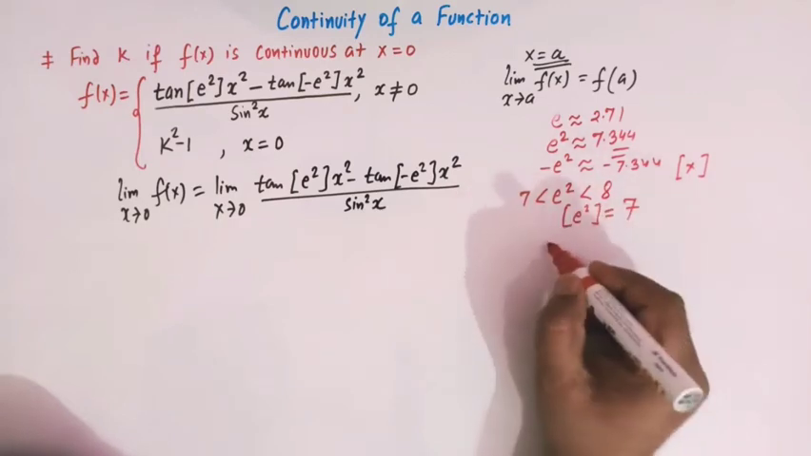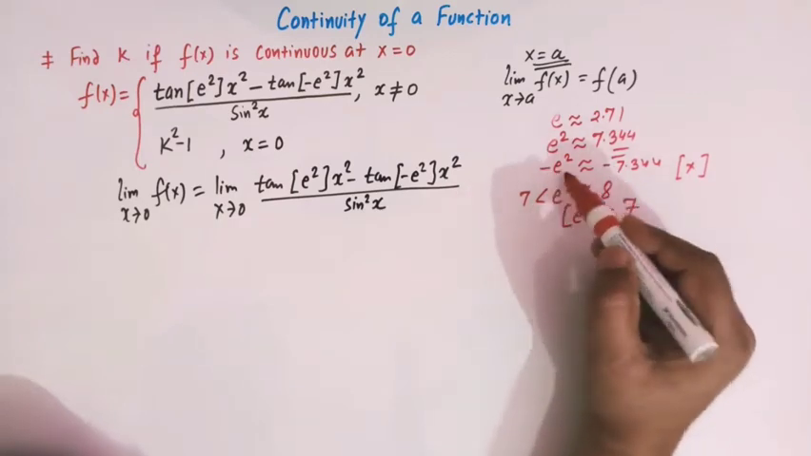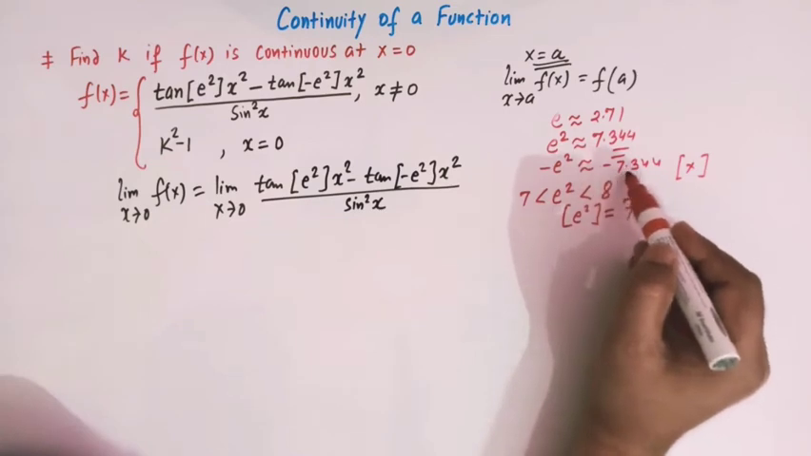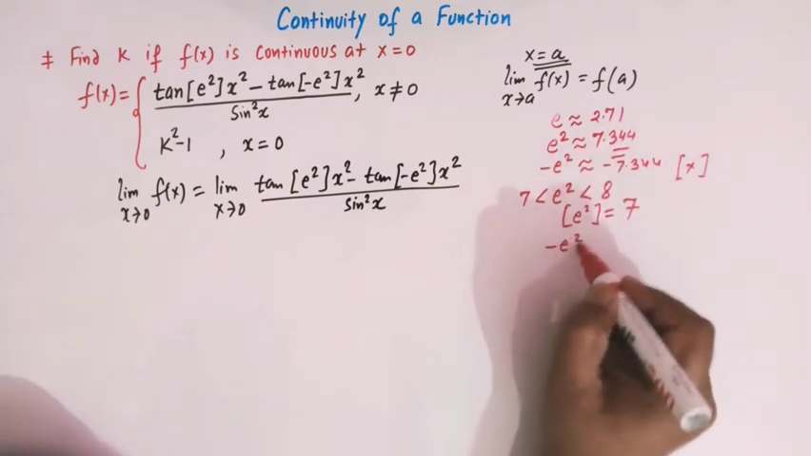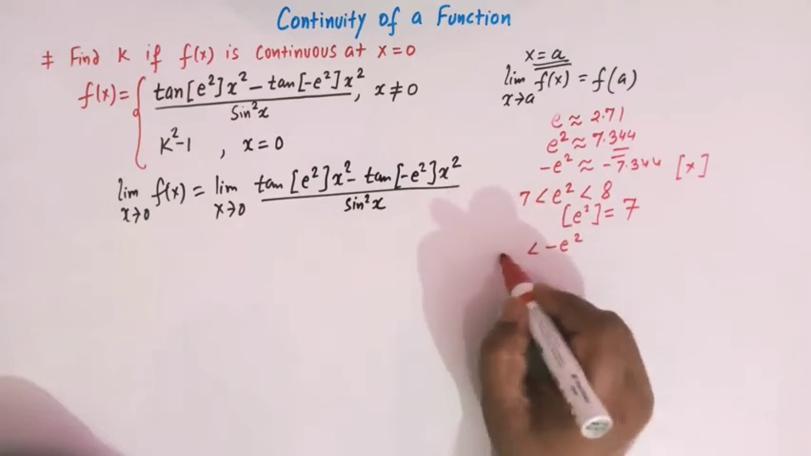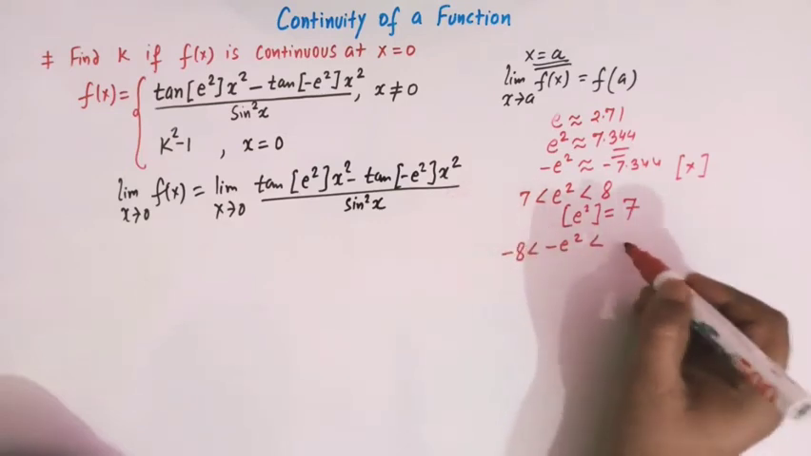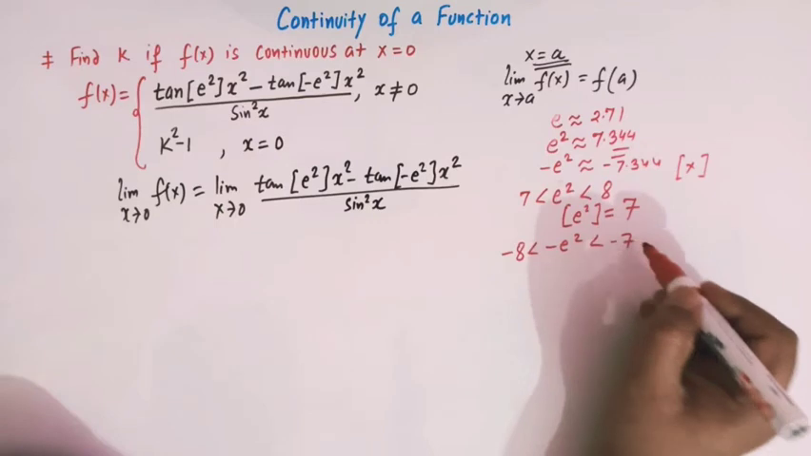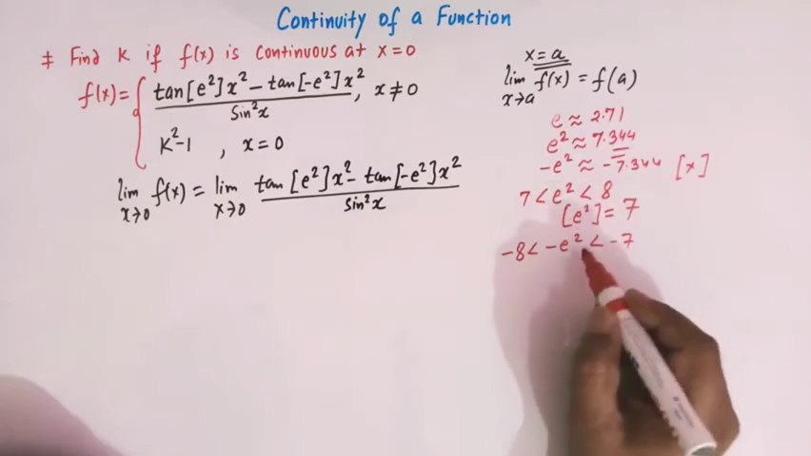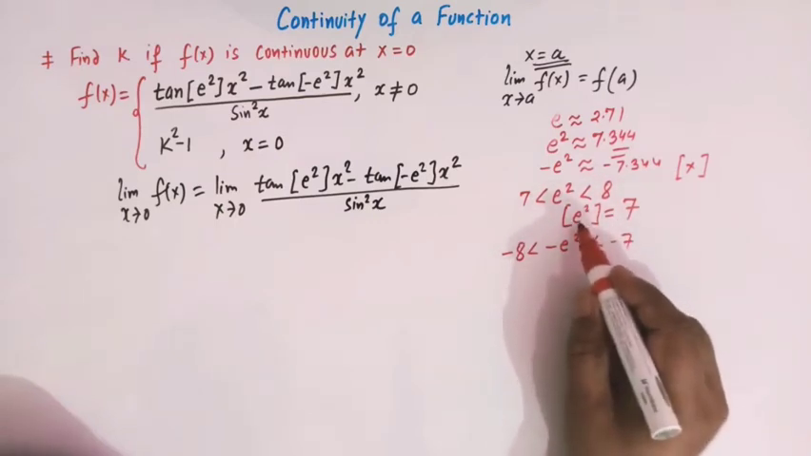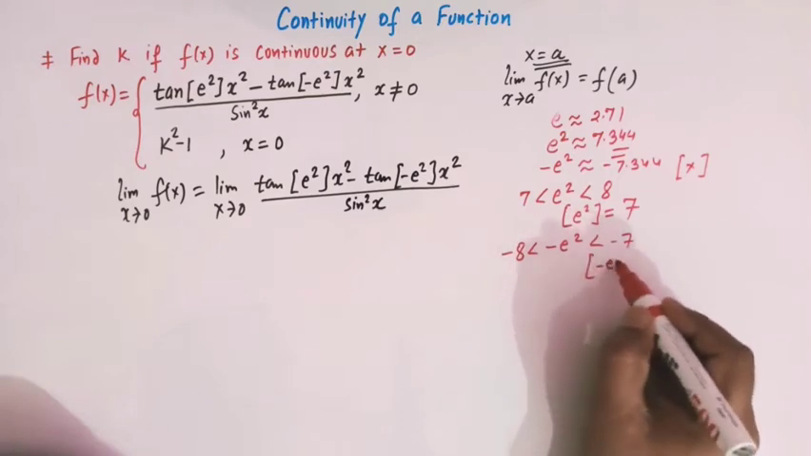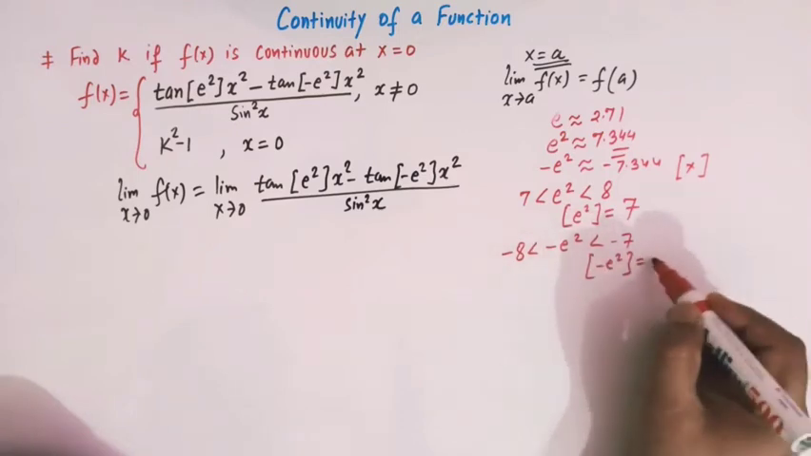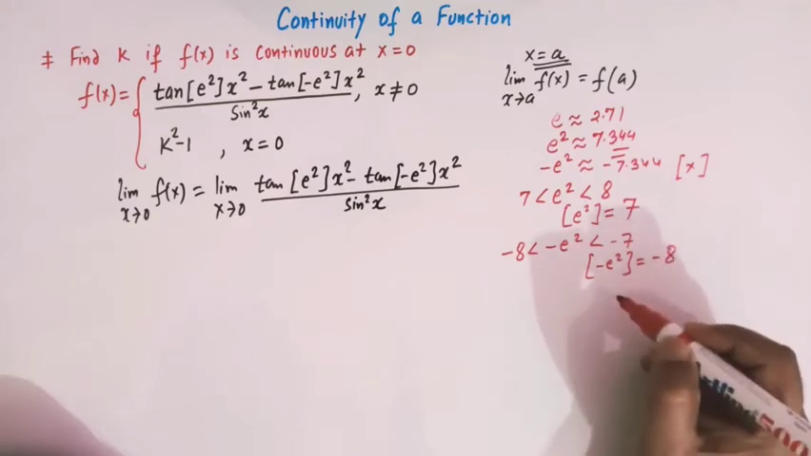And similarly we have minus e square is minus 7.344, so minus e square is greater than minus 8 but less than minus 7. So again, by the definition of greatest integer function, the value of greatest integer of minus e square is equal to minus 8.